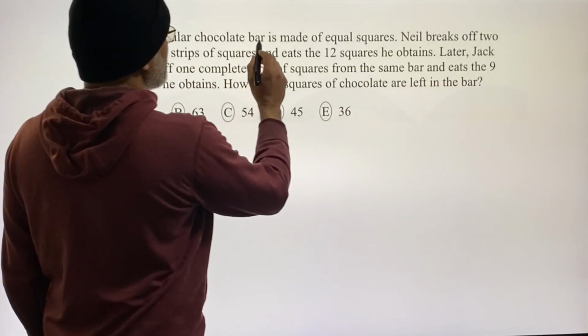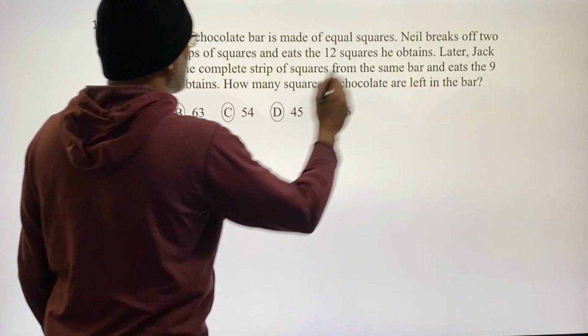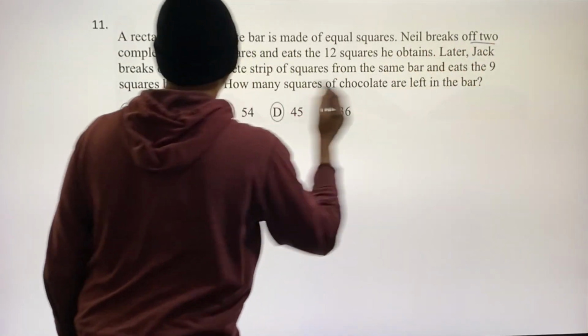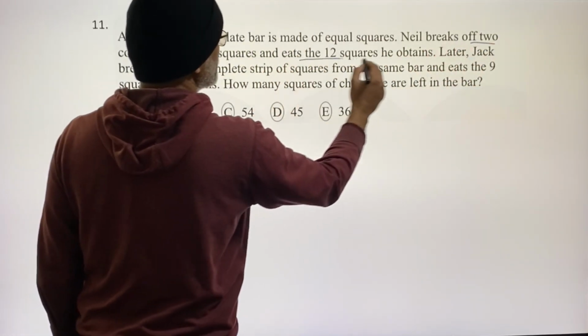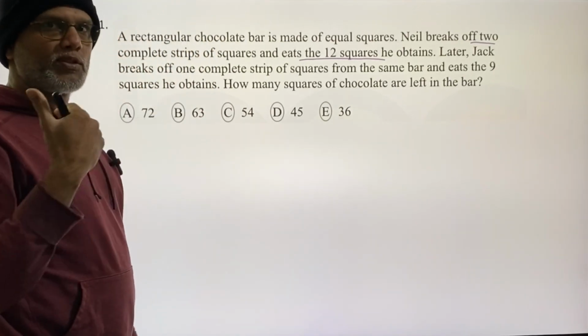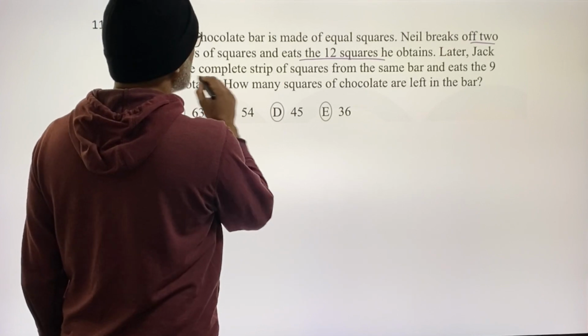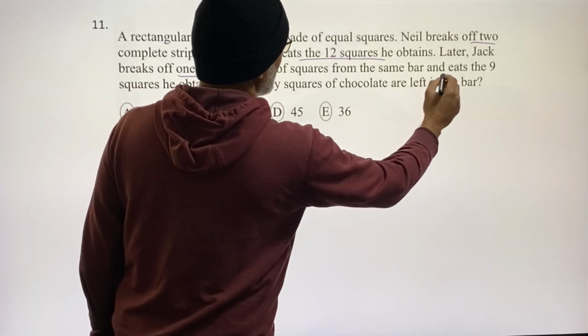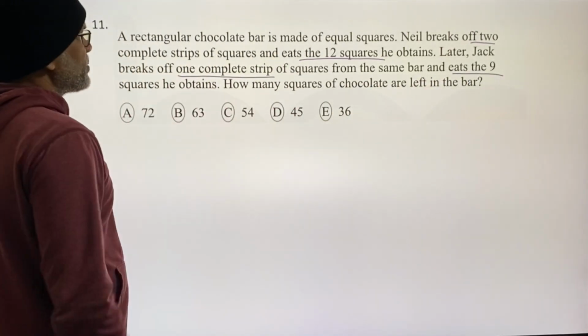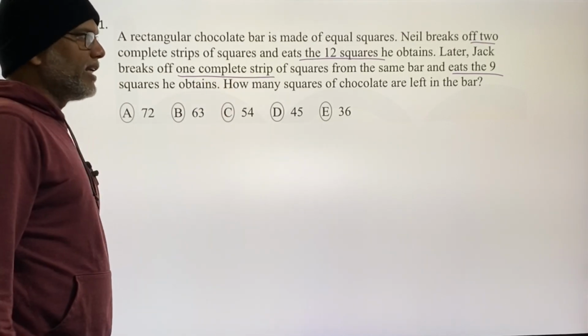A rectangular chocolate bar is made of equal squares. Neil breaks up two complete strips of squares and eats 12 squares he obtained. So 2 strips has 12. So 1 strip must have 6. Later Jack breaks up 1 complete strip of squares from the same bar and eats 9 squares he obtained. How many squares of chocolate are left in the bar?